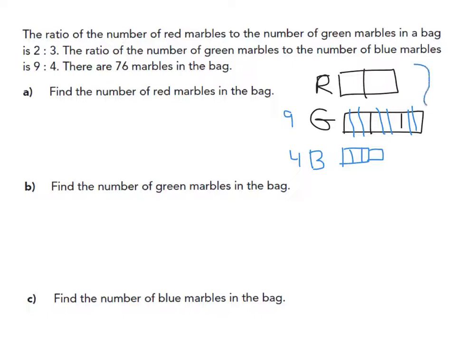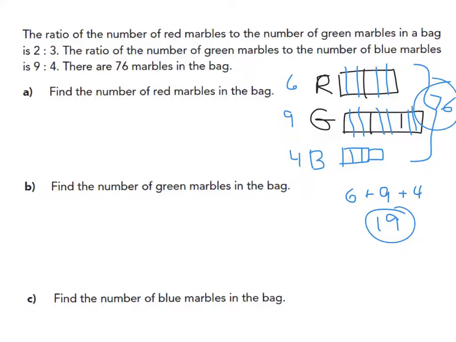So I got to find a way to get all these in common to know that there's 76. So I'm going to make these into 3s too. So the ratio of these reds to these greens is 6 to 9, but it's also 2 to 3, which is the same as 6 to 9. So if now I check and I see that there's 6 pieces of red and there's 9 pieces of green and there's 4 pieces of blue, altogether there's 19 pieces. 19 pieces that are a total of 76.